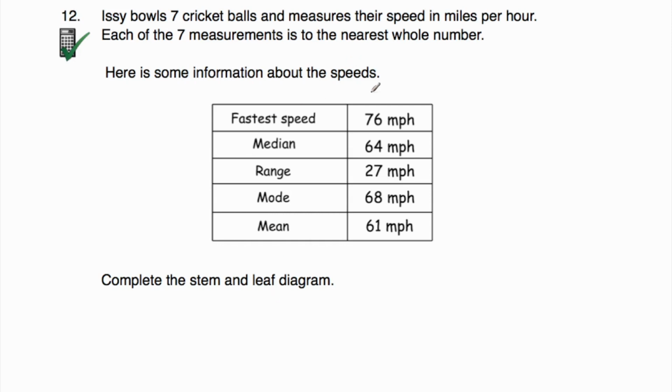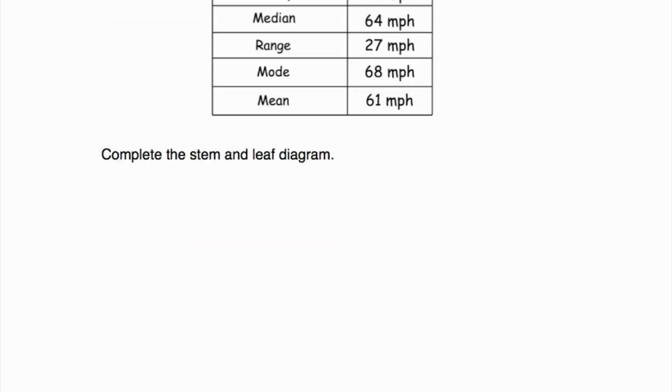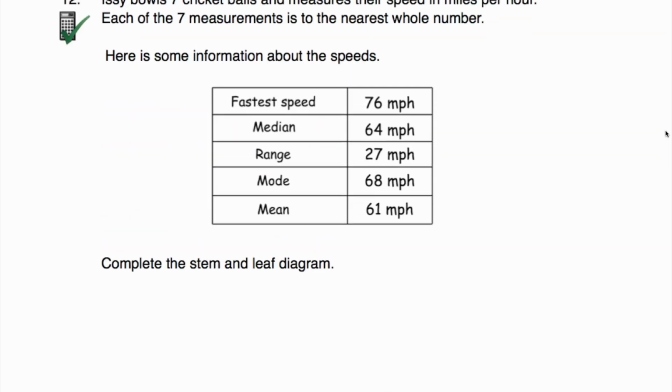And here's some information about their speeds. The fastest speed she did was 76 miles an hour. The median speed was 64 miles per hour. The range of the speeds was 27 miles per hour. The mode of the speeds was 68 miles per hour. And the mean speed was 61 miles per hour. We've been asked to complete the stem and leaf diagram, and we've got a stem and leaf diagram there that we need to draw.